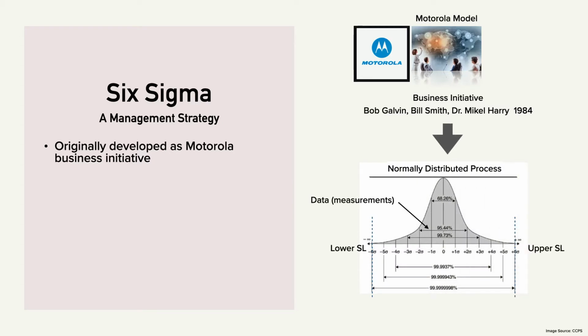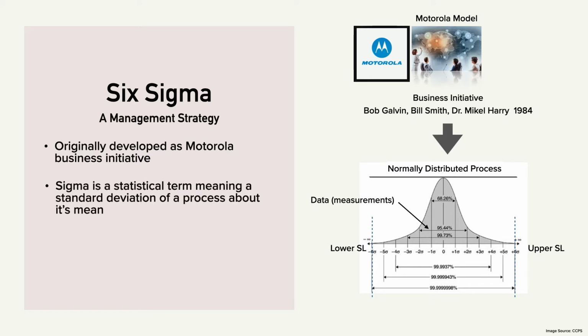They use statistics, and this method usually gives us data on a distribution graph like this to analyze production measurement, and we can get how many products are accepted or rejected in percentage. Sigma is a statistical term meaning a standard deviation of a process about its mean. We use the mu symbol for process mean, and we use the sigma symbol for standard deviation.